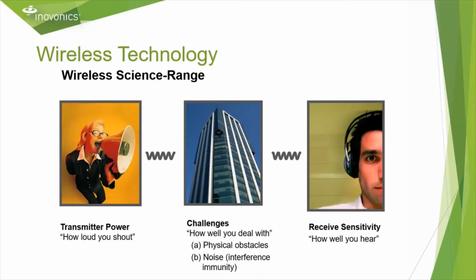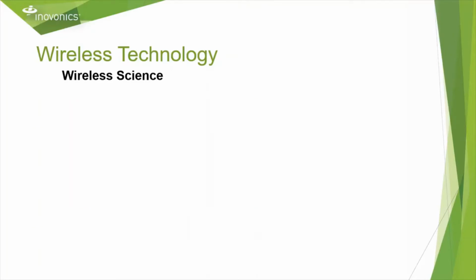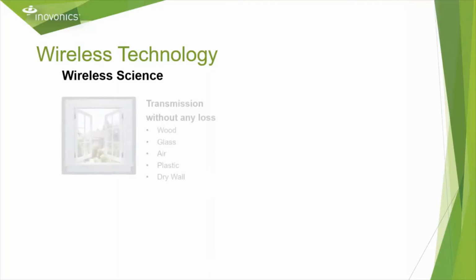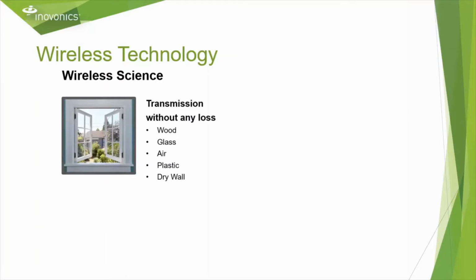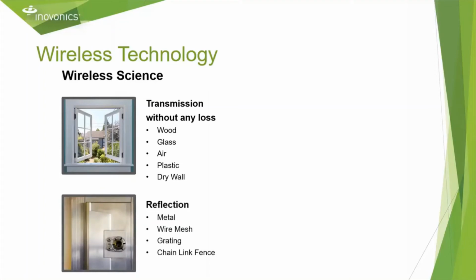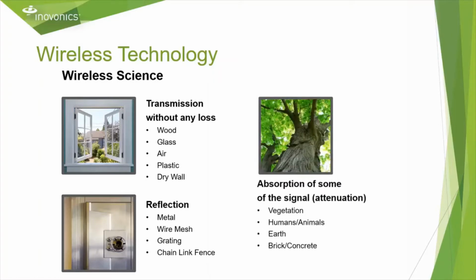Anytime you are using a wireless device, there can be some challenges involved. For instance, physical objects might reflect or absorb some of that signal. Materials that will cause very little to no loss to our transmission are wood, glass, air, plastic, and drywall. Whereas metal, wire mesh, grating, and chain link fence can reflect some or all of that signal. And vegetation, earth, brick, concrete, humans, and animals can absorb some of that signal.